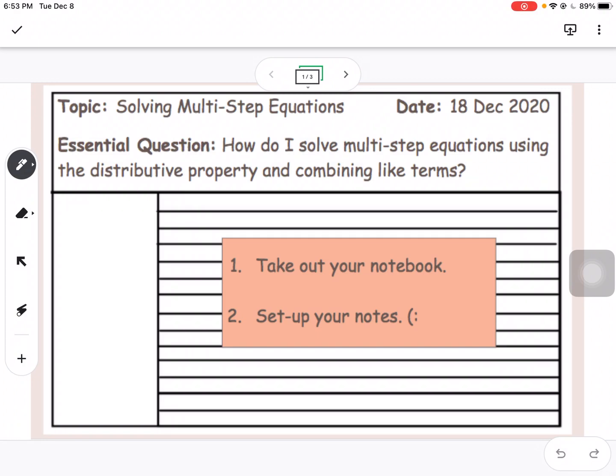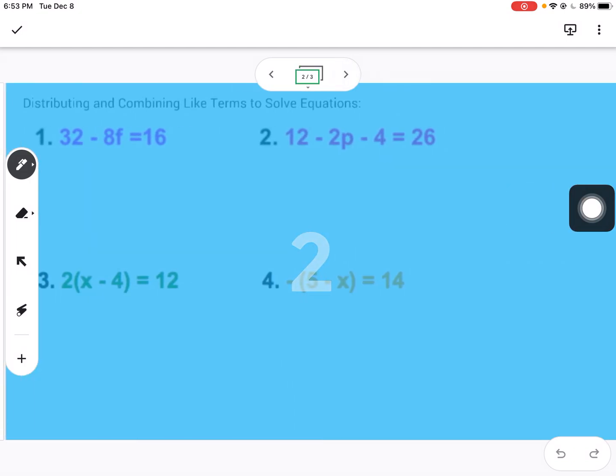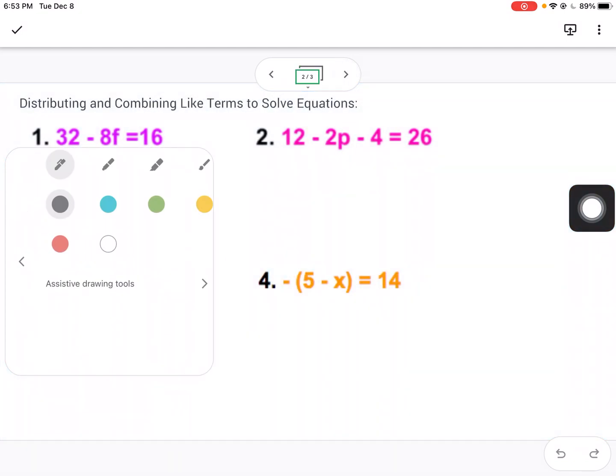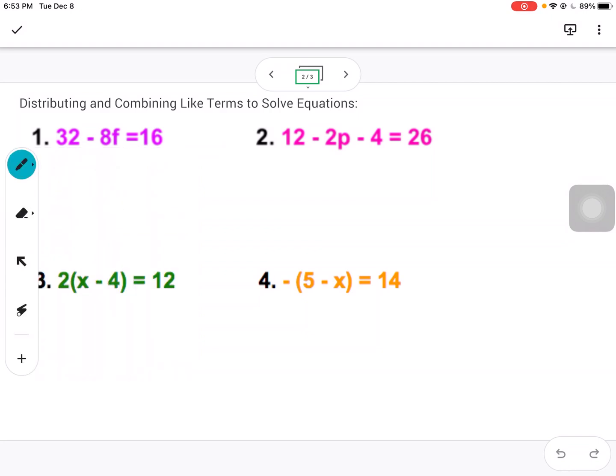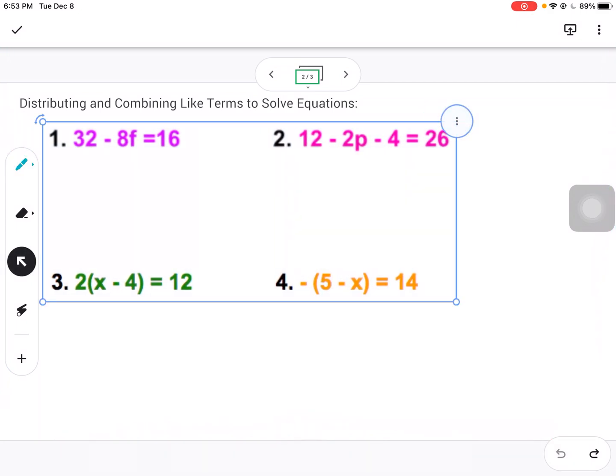Hi everybody, please take out your notebook and label the top of your paper like this: solving multi-step equations, and how do I solve multi-step equations using the distributive property and combining like terms. So we're going to start first with the review problem here. As I go through these problems, please take notes in your notebook.